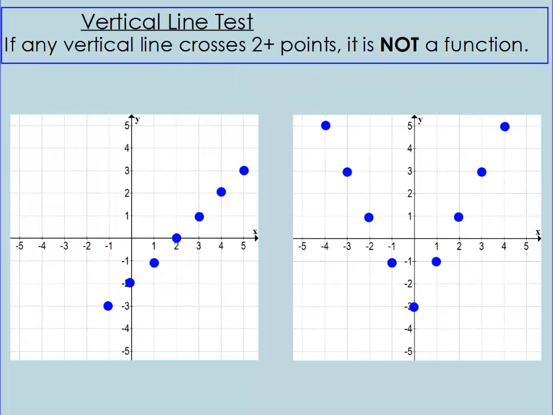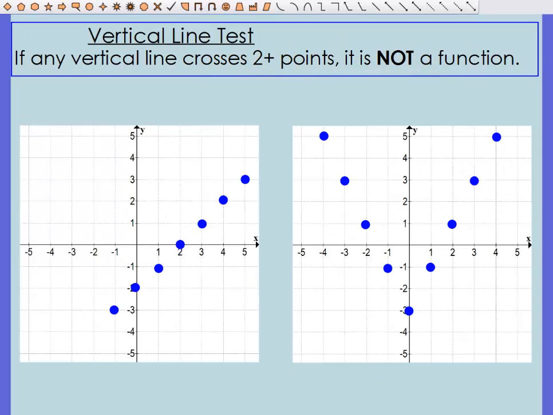Let's talk more about that. The vertical line test. This is one way to test whether something is a function if we have the graph of it. With a vertical line test, if any vertical line crosses 2 or more points, it's not a function. So for example, if I look at this first case, I can draw a vertical line like that. It doesn't cross anything, right?